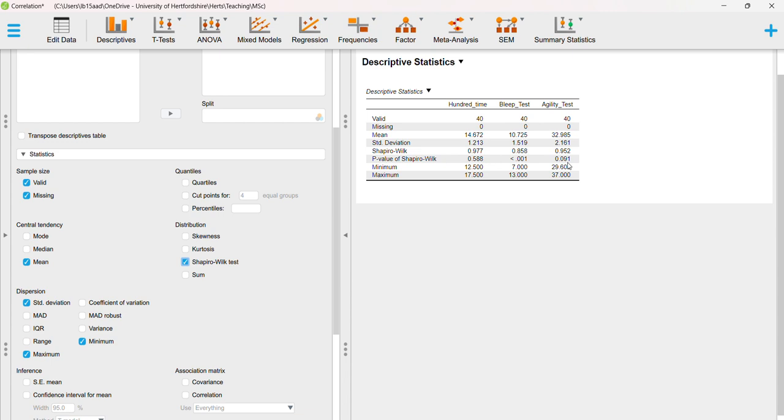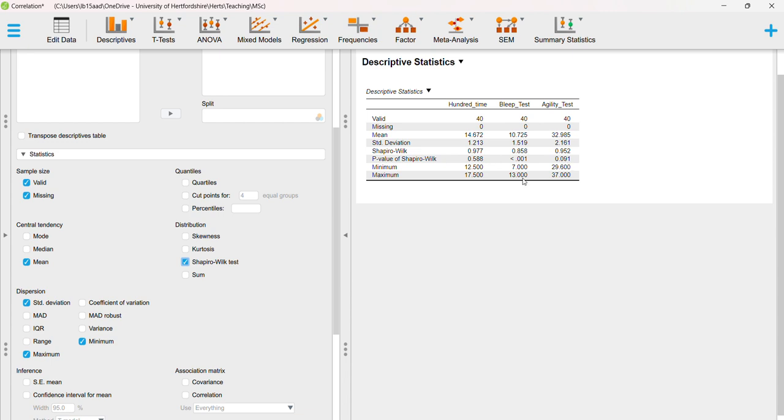So if you could think back to the decision tree, if I want to look at 2 variables that are normally distributed, I can do a Pearson's correlation. If I've got one variable that's not normally distributed, I have to do the non-parametric test, which is a Spearman correlation.